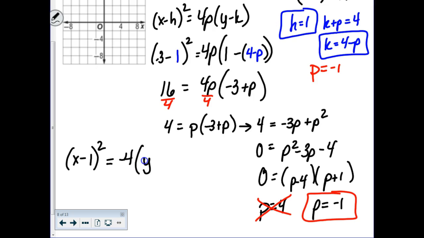And then y minus k. Well, remember, k you have to kind of calculate, so 4 minus -1 would be a 5.